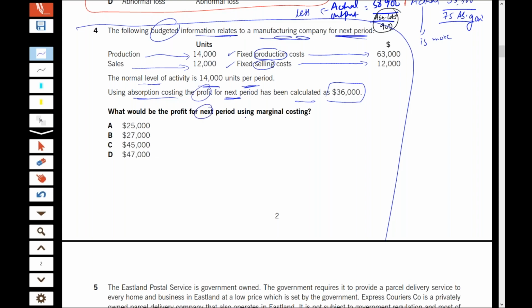Now, what would be the profit for the next period using marginal costing? You are required to calculate using marginal costing. Can you people tell me what is the closing stock here? Excuse me, students. Can you people tell me what is the closing stock here? And what is the opening stock?